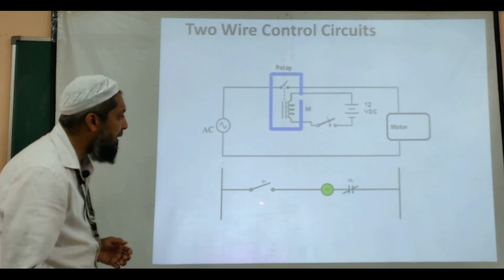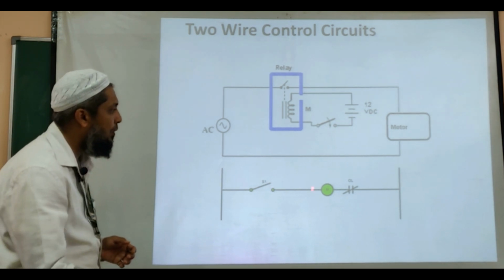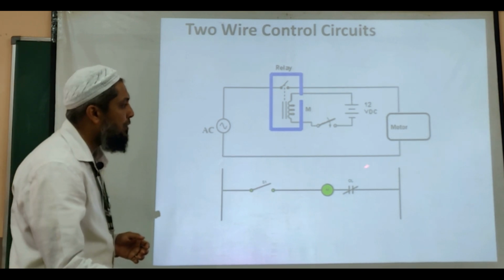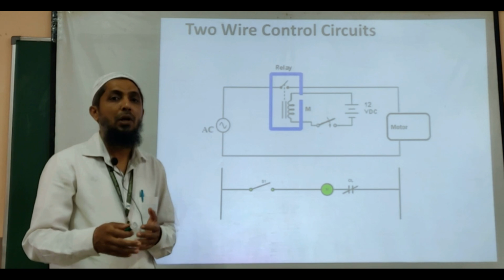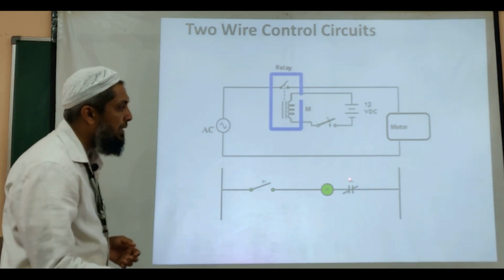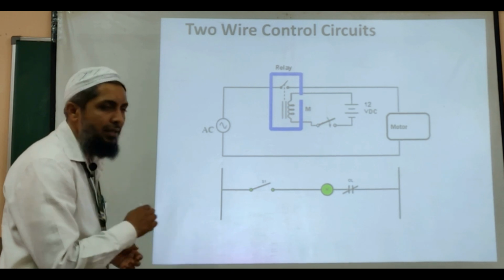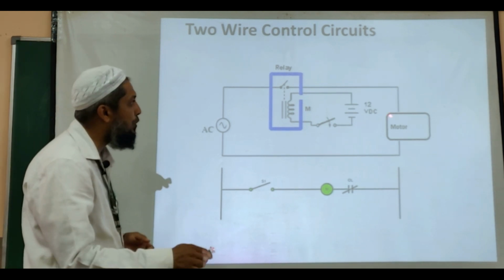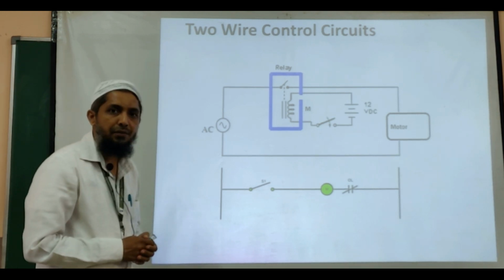So here you can see the maintained contact. It has only the maintained contact, the coil, and this is the overload release. So what is overload release? In case of any short circuit or overloading, this overload release disconnects the supply to the coil. So when supply to the coil is removed, this contactor gets open and supply to the motor is disconnected. So this is the 2-wire control circuit.